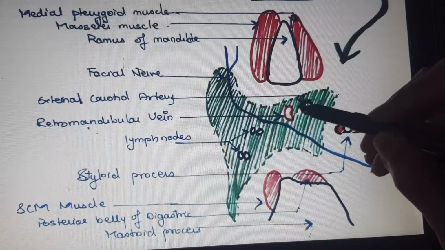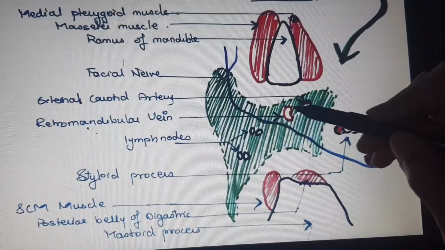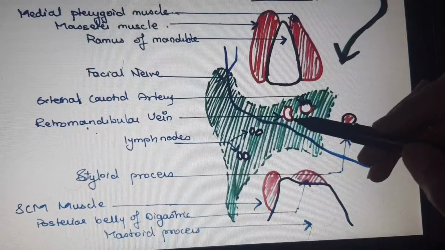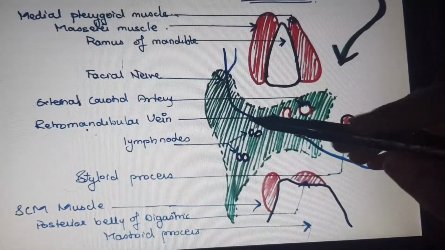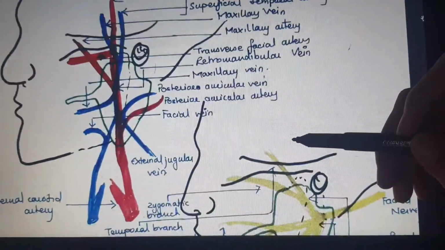So this is the external carotid artery, and the retromandibular vein, which is actually formed in the parotid gland. This is the facial nerve. These are the lymph nodes. Okay, so let's go on to a further diagram.